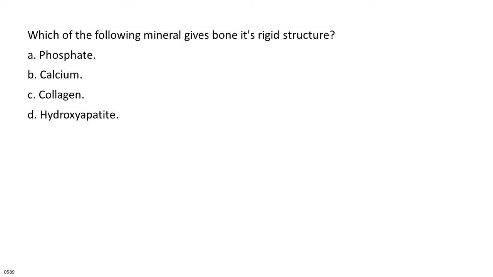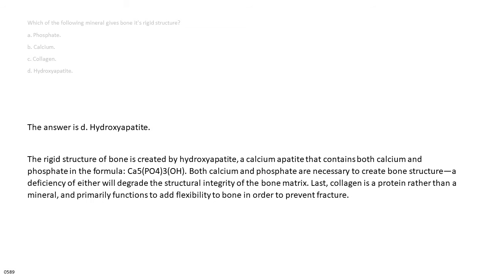Which of the following minerals gives bone its rigid structure? A. Phosphate. B. Calcium. C. Collagen. D. Hydroxyapatite. The answer is D.